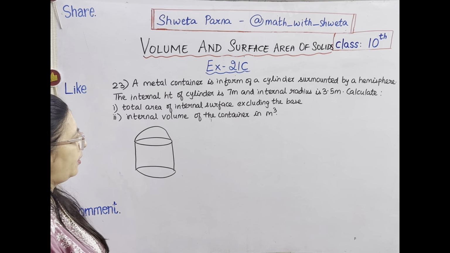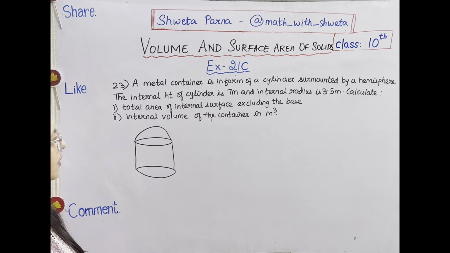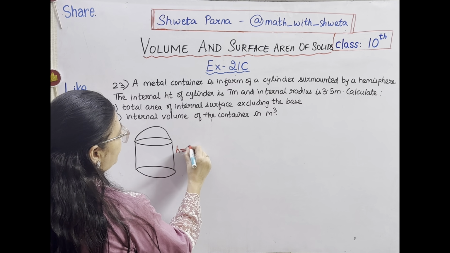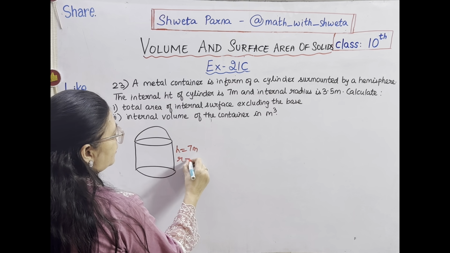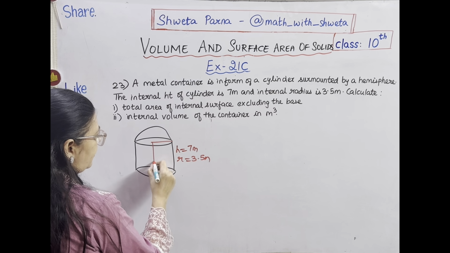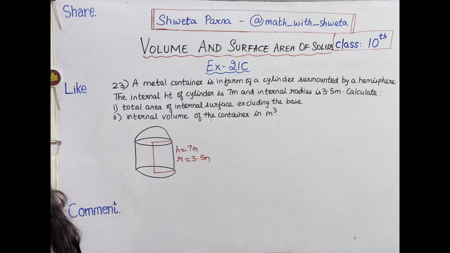Question number 23rd, children. A metal container is in the form of a cylinder which is surmounted by a hemisphere. The internal height, the height of the cylinder, is given as 7 meter. Radius is given as 3.5 meter. So this is the radius and this is the height. Okay. Calculate the total area of the internal surface.